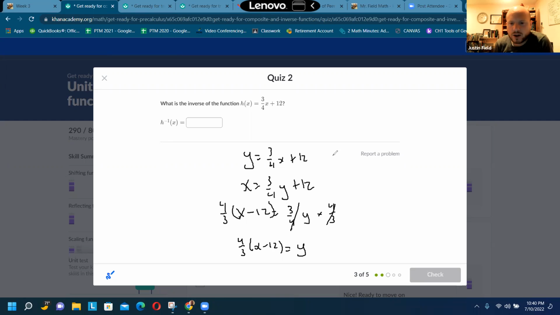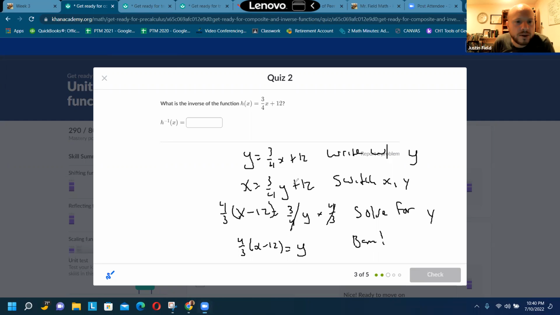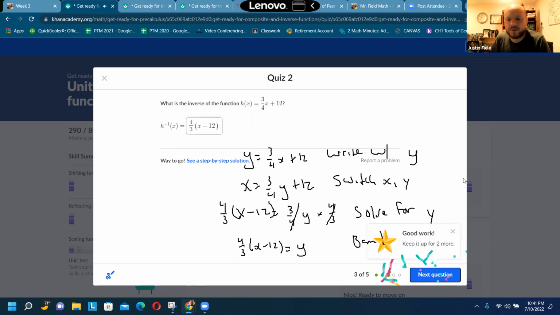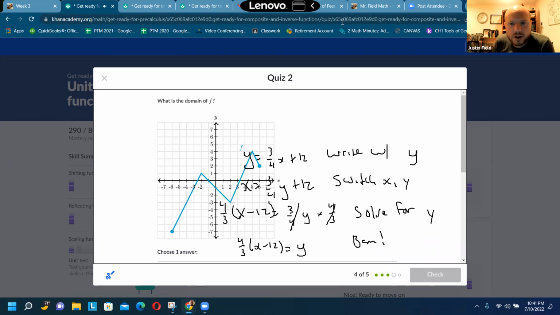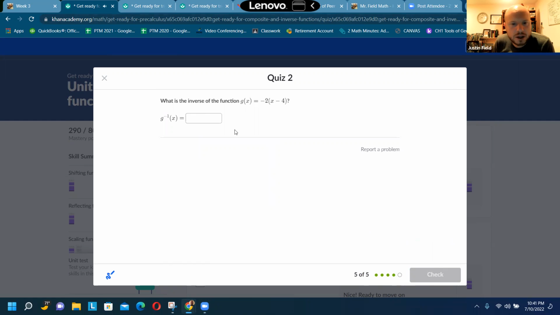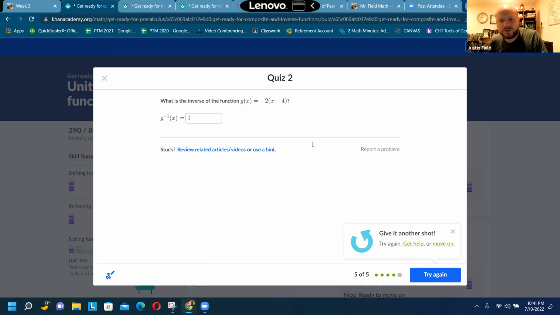So once again, write with y, switch x and y, solve for y, bam, done. So 4/3 x minus 12. That's it. You can do it. I'm not helping you. Okay, that doesn't count. All right, you can do that one too.